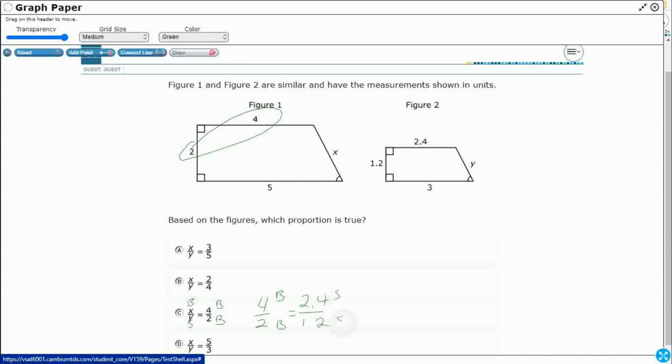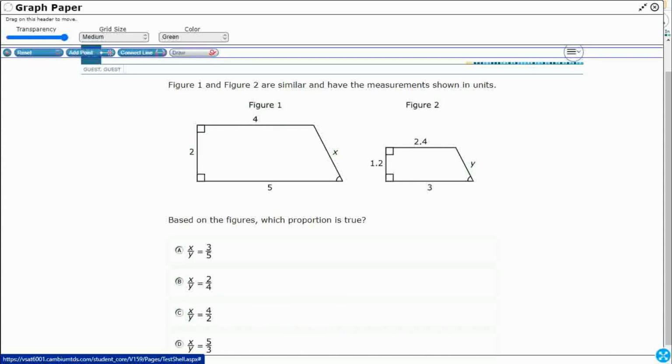This would work because just like we did on the B, the 4 and the 2.4 are corresponding, and the 2 and the 1.2 are corresponding, but it looks like we're looking for x and y in all of these, so we need to find another option. It's not A, it's not B, it's definitely not C, so let us hope it is D.